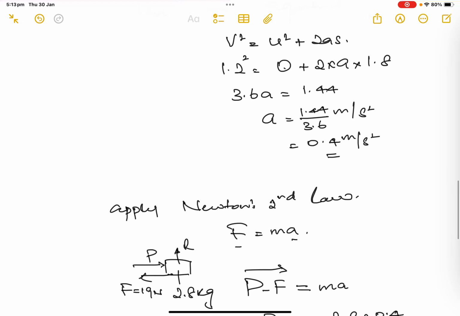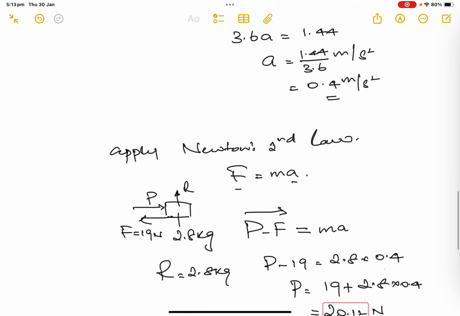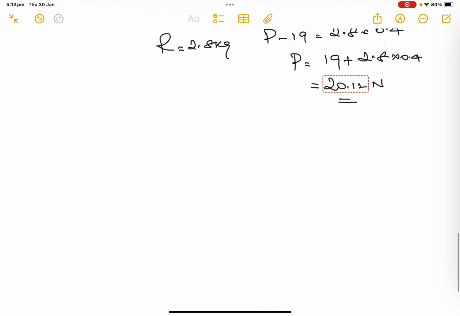Both are very basic, simple questions. They are from an Oxford and Cambridge paper.